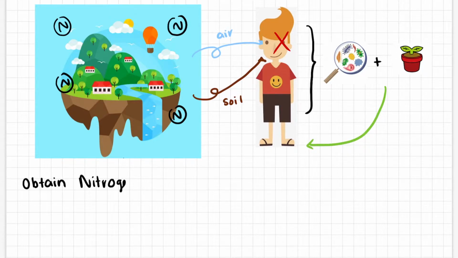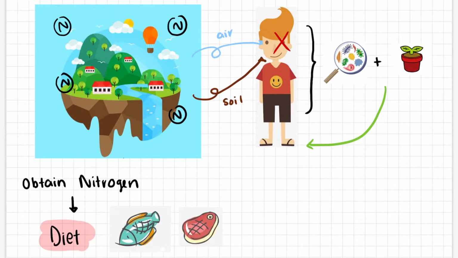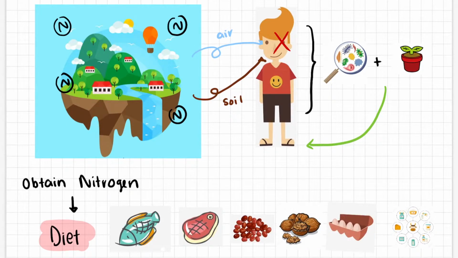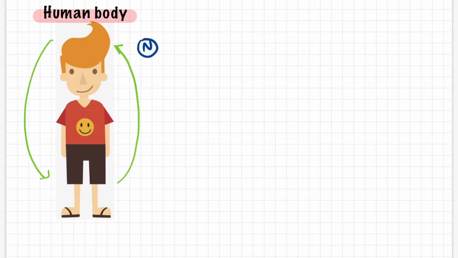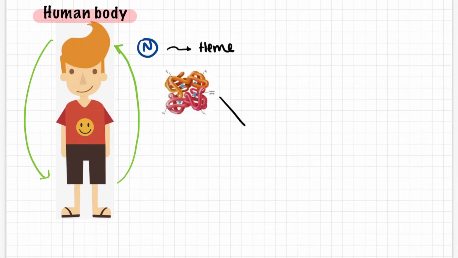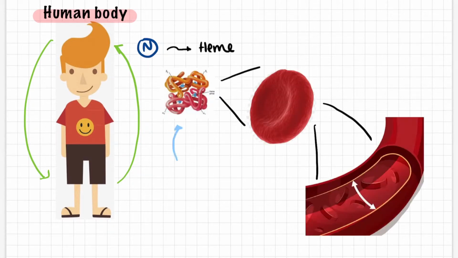We obtain nitrogen from our diet, for example, when we eat fish, red meat, legumes, nuts, egg, and other dairy products, we're absorbing an important amount of nitrogen. Our body is constantly recycling nitrogen from amino acids. This element can also be used to make other types of compounds that are in proteins, such as heme in hemoglobin, which carries oxygen in red blood cells.